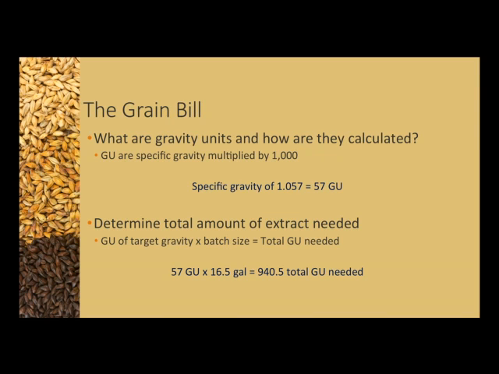Now calculating the malt bill becomes quite simple. To determine the total amount of extract needed, we multiply the GU of the target gravity by the batch size to determine how many total GU we need. Using our sample recipe as an example, we multiply our target gravity of 57 by our batch volume, 16.5 gallons, to get 940.5 total GU needed. This is how much extract we need to achieve from our fermentables to hit our target gravity.